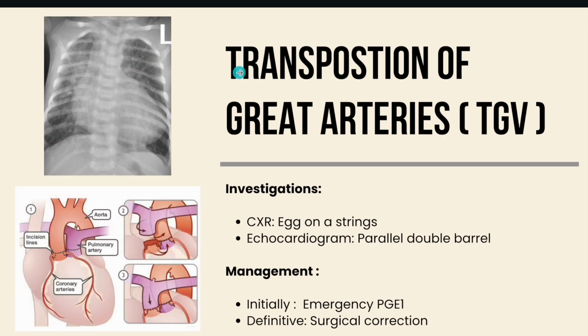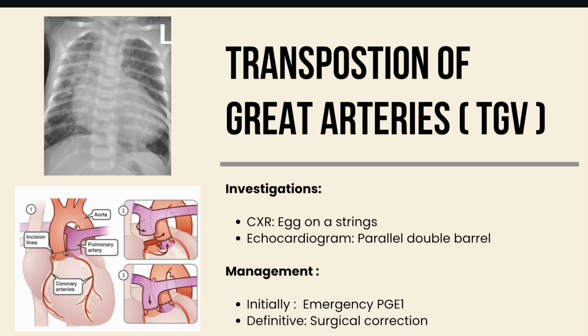Then, if we were to do further investigations, such as a chest x-ray and an echocardiogram, we would find that there is a parallel double barrel, and on the chest x-ray, radiologists like to call it egg on a string. To me, it's more like a potato on a string, but we have to go with what they said.